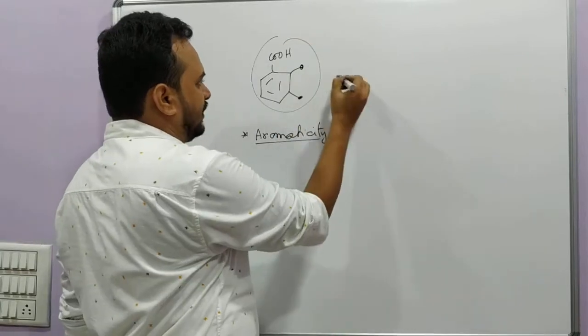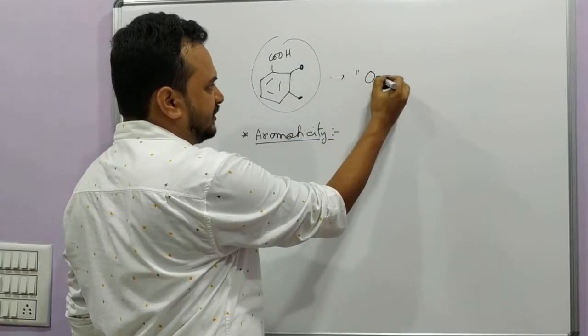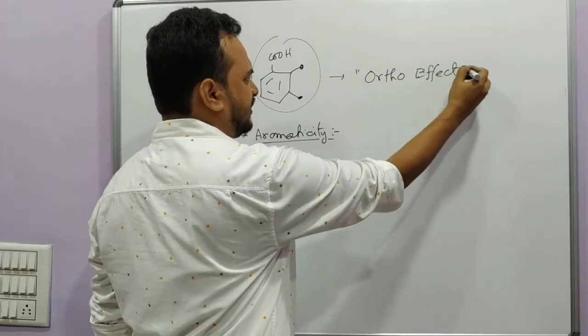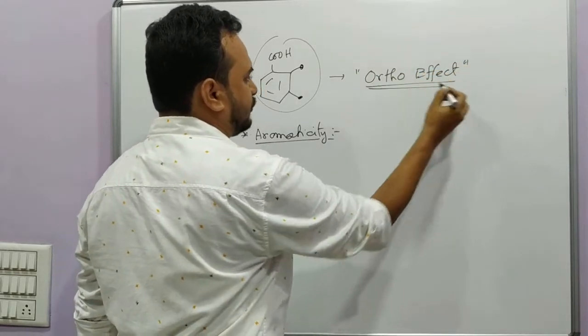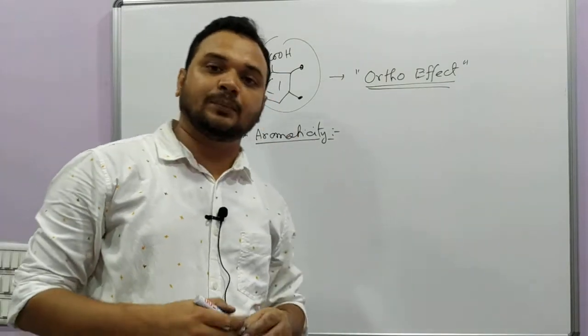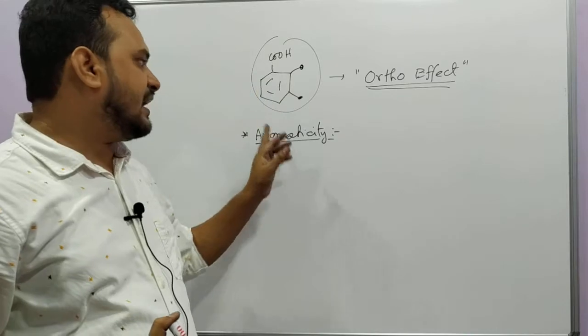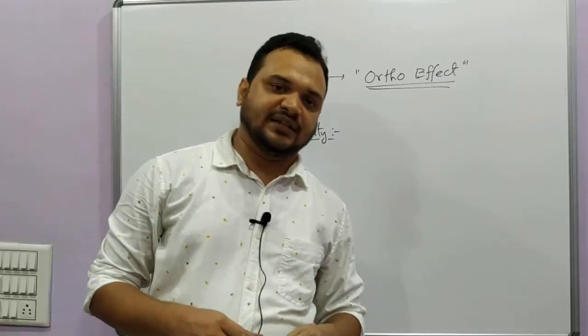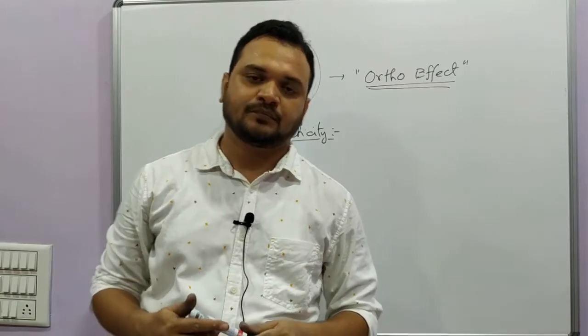In benzoic acid, one new term we will encounter, that is ortho effect. This is a very important thing. So using ortho effect, we will try to determine the acidic strength of different substituted benzoic acids, and we will see how aromaticity can regulate the acidic strength of different organic compounds.